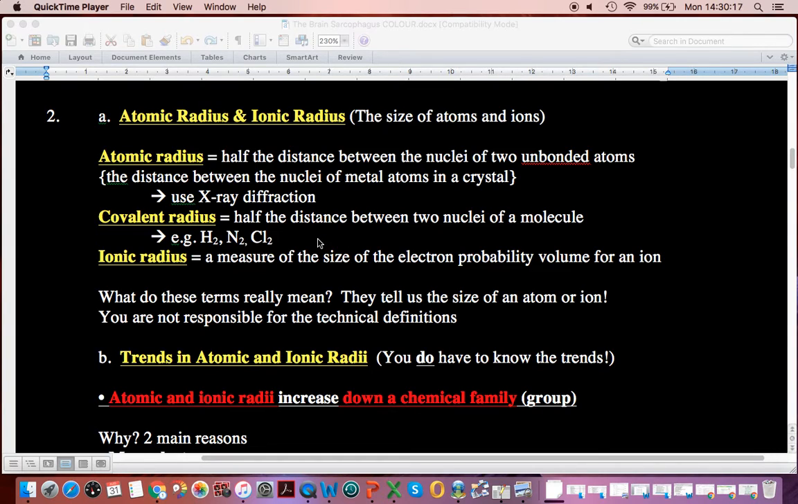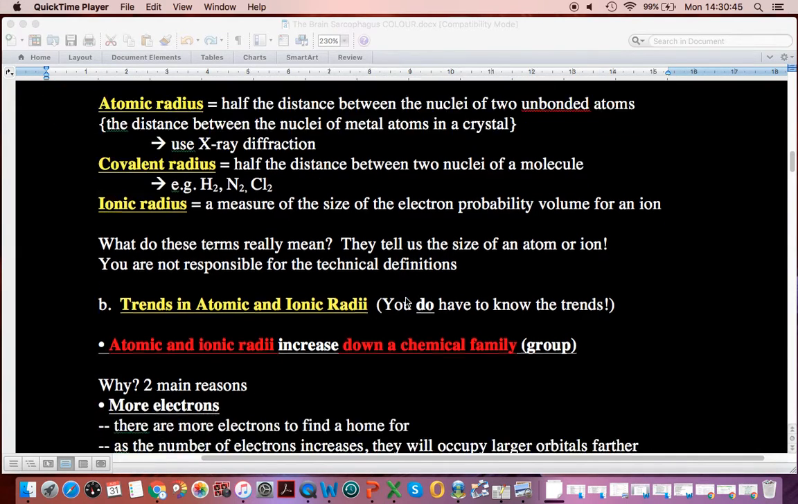Covalent radius, you're looking at a covalent molecule, and if say it's diatomic, again, you're just going to divide half the distance between the two nuclei. Now the atoms themselves would probably be slightly bigger because these things are actually going to overlap somewhat. And ionic radius, or radii, it's going to be the same kind of thing, except now we're looking at ionic compounds. But the bottom line is, these 3 things tell us about the size of atoms.